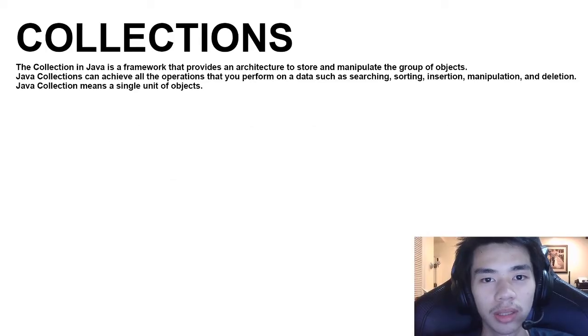What is a collection? The collection in Java is a framework that provides an architecture to store and manipulate the group of objects. Java collections can achieve all the operations that you perform on a data, such as searching, sorting, insertion, manipulation, and deletion. Java collection means a single unit of objects.